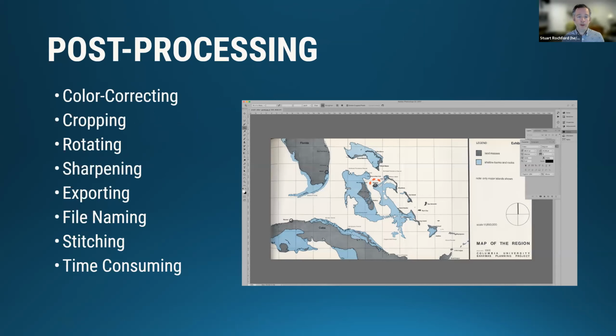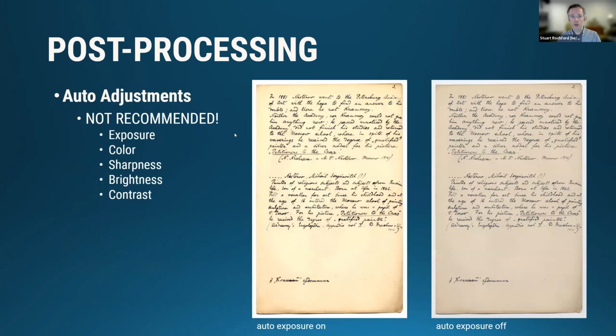The post-processing can be very involved. We try to keep it to a minimum. We try to get everything done at the beginning when we take the actual image. But of course, there is inevitably some kind of post-processing that needs to be done, whether it's color correcting, cropping, rotating, sharpening, exporting, file naming, stitching. Yes, they can be time consuming if you're doing a lot of this work to your images, but sometimes it needs to be done, and we can take a look at it.